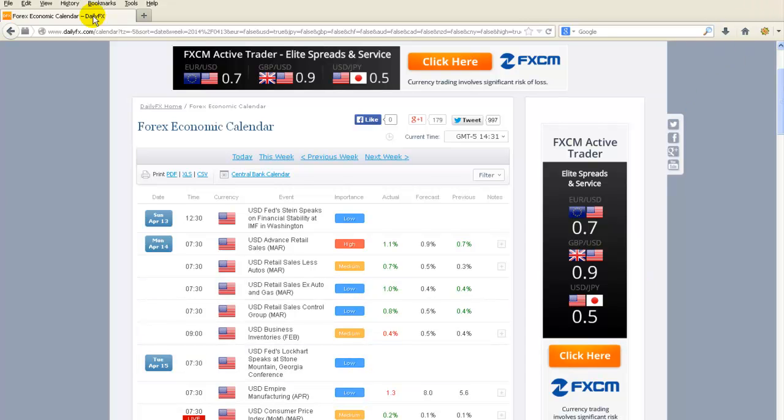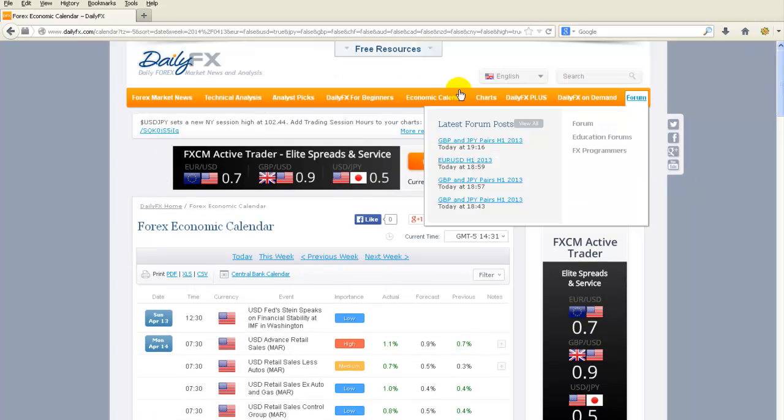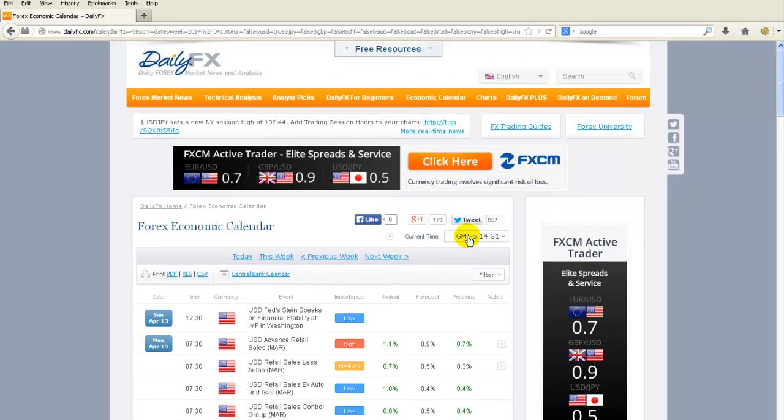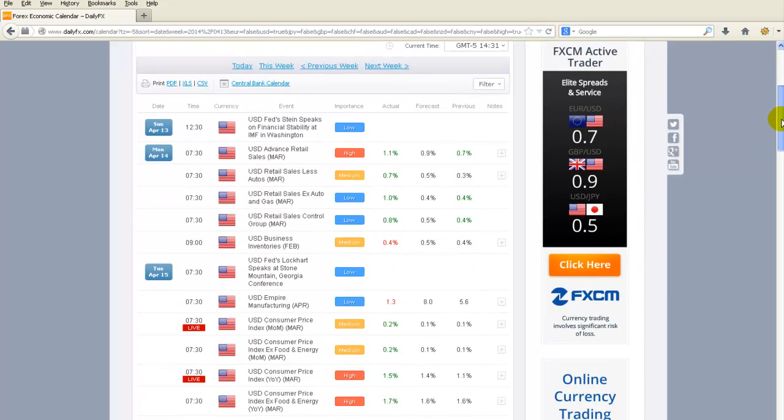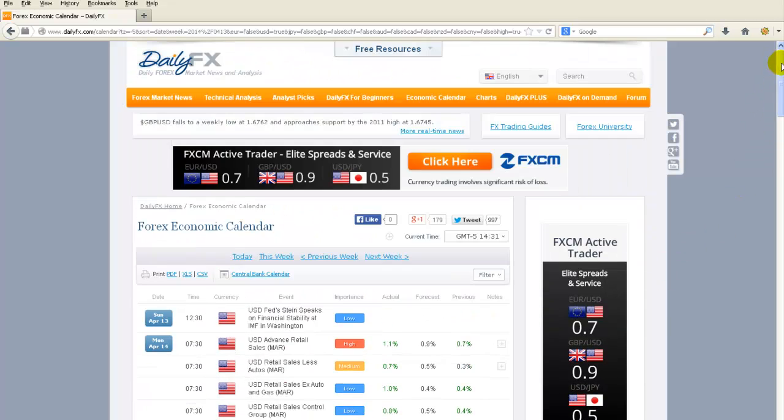And again, that's dailyfx.com. Just go to the economic calendar. Make sure you set your time to your proper time, and just filter out everything except the U.S. stuff. That's all we're worried about. It's going to affect the market for the most part. It doesn't mean something couldn't happen on the other side of the world that could affect the market, but they're so few and far between. It's not worth worrying about.